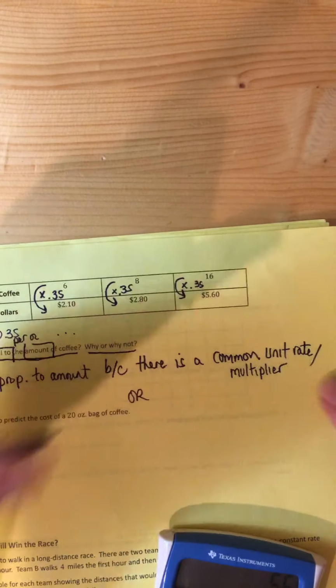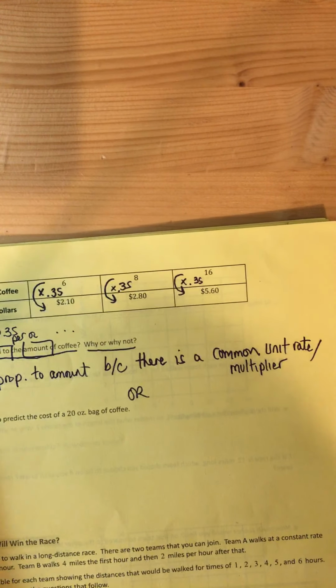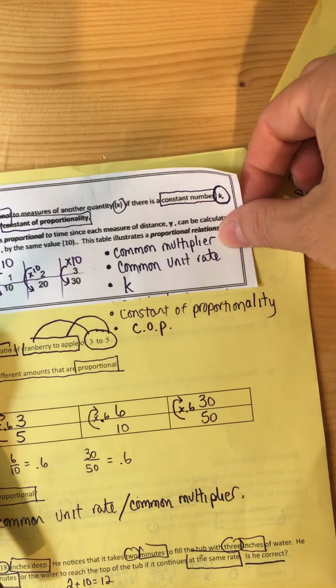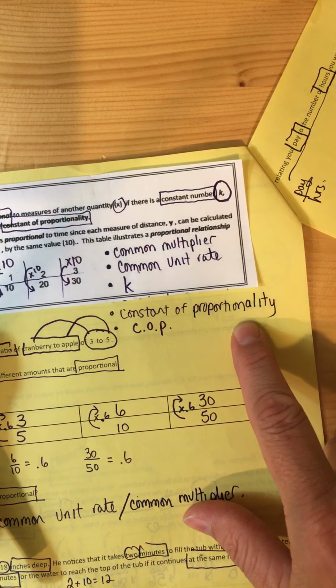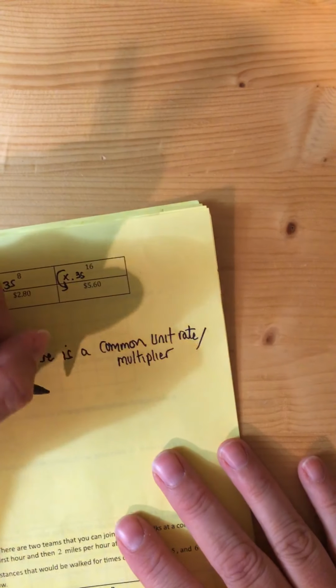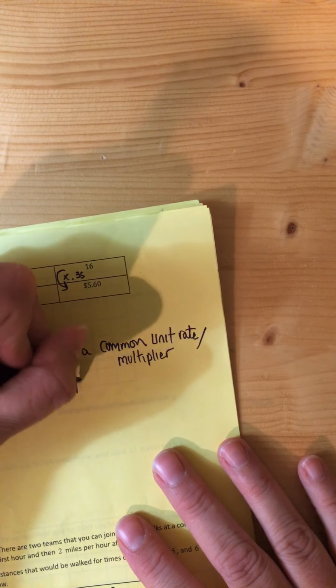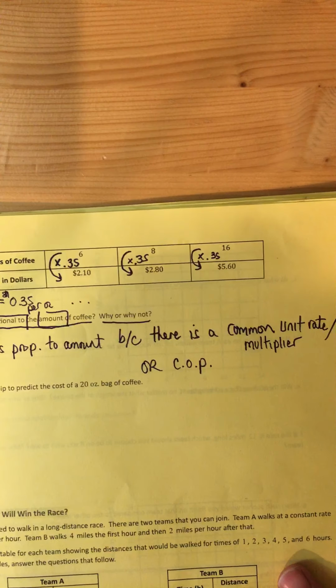Or using our new vocabulary that was on the white piece of paper. Whoops, I keep forgetting it's not there. Here's where the white piece of paper was from page 7. The new vocabulary we had was a constant of proportionality, which I said in your notes you could write constant of proportionality.